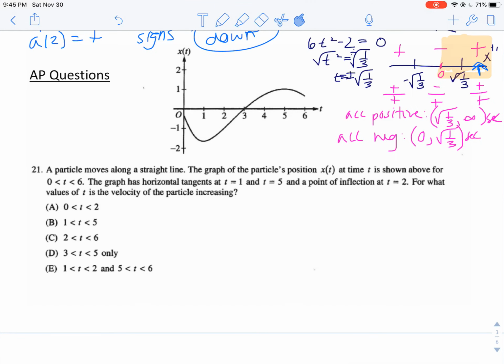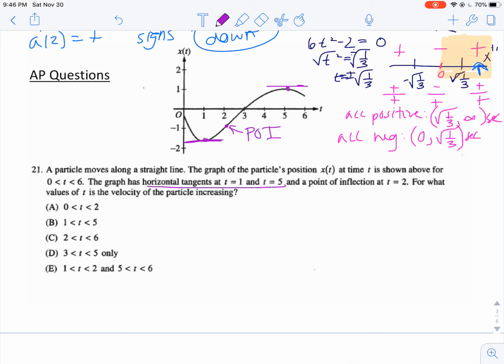All right, so here's some AP questions. What we're looking at is just the original function right here. Particle moves along a straight line. The graph of the particle's position at time t is shown above for 0 to 6 seconds. The graph has horizontal tangents, so they're stating that, so I'll just draw them in. That seems to be important. Horizontal tangents at t equals 1 and t equals 5. So we know that our velocity equals 0 at those. Point of inflection at t equals 2. So here's where the concavity changes in our original function. We can kind of see that it's changing there.